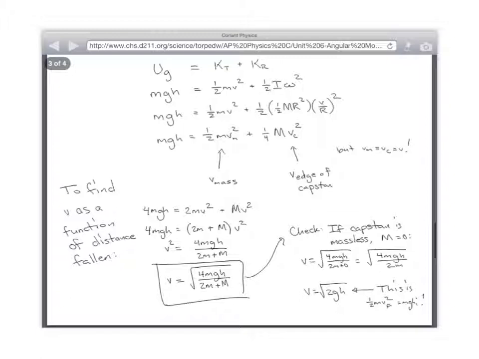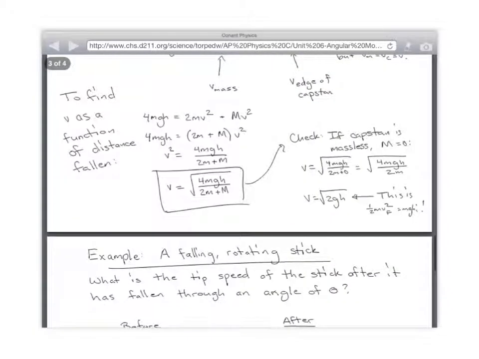Let's see if there's anything else. Ooh. Interesting. A falling rotating stick. What time are we out of here? Say you had a stick that was like this.